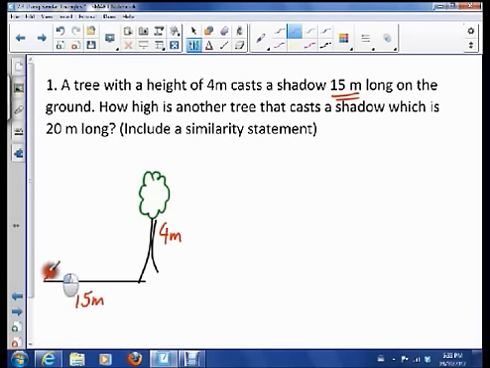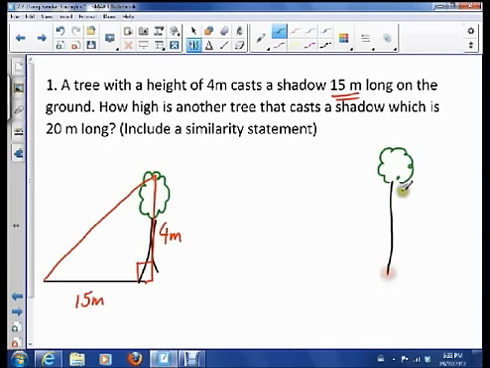Now to complete this triangle, I'm just going to draw that hypotenuse. Now we know a little bit of information about this triangle, and we know that the tree probably goes straight up, so we can probably call that a right angle. So there's the triangle that we're going to be working with. Now there's another tree that casts a shadow of 20 meters. So here's my other tree. It'll probably be bigger because the shadow is longer. There's my tree.